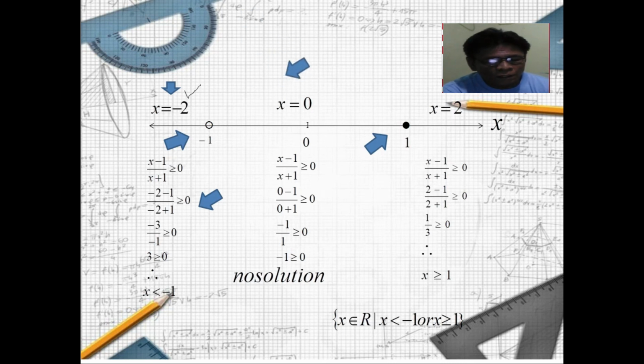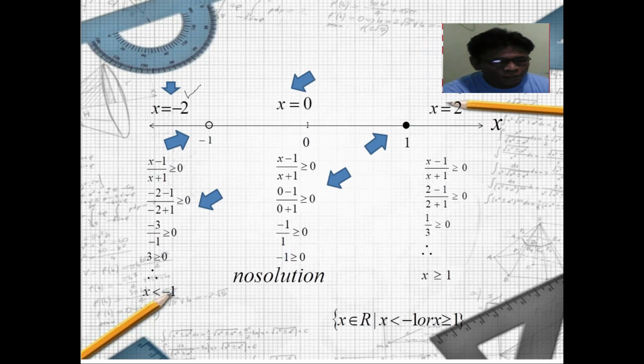Okay, let us try x equals 0 in this part from negative 1 to 1. I have the solution 0 minus 1 over 0 plus 1 greater than or equal to 0. So negative 1 over 1, and that is negative 1 greater than 0, and this is not true, meaning in this part there is no solution.